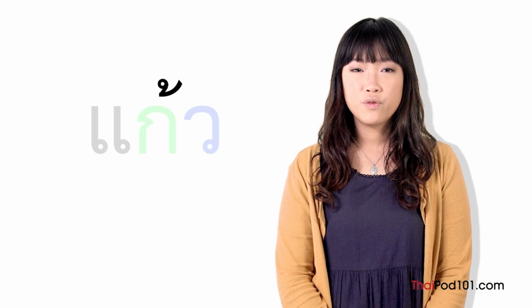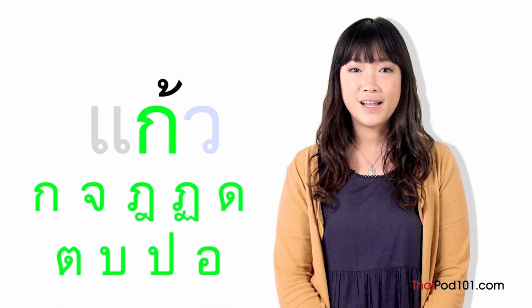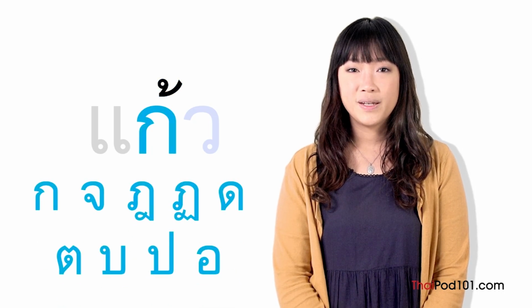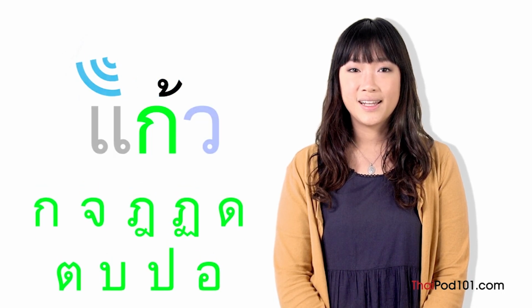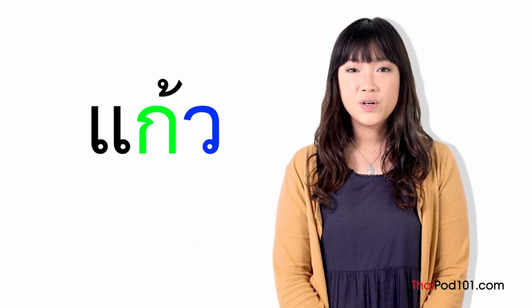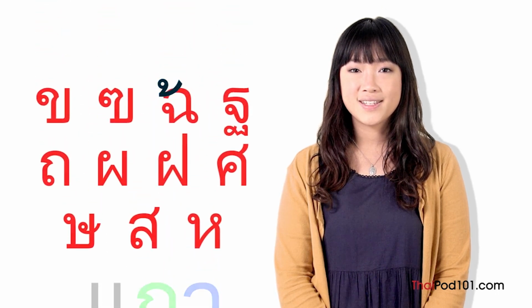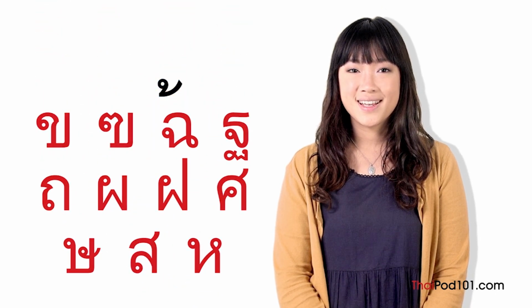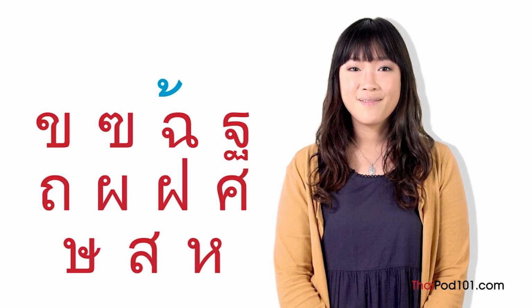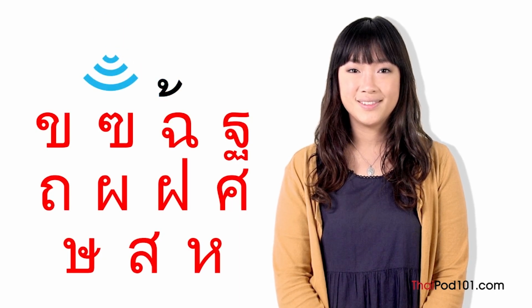Here's the tone mark ไม้โท, which you first learned about in lesson 17. In that lesson, we learned that the rule for using ไม้โท with middle-class consonants is: middle-class consonants with ไม้โท make a falling tone, like in the word แก้ว. The good news is that ไม้โท affects high-class consonants in the exact same way. So the rule is high-class consonants with ไม้โท make a falling tone.